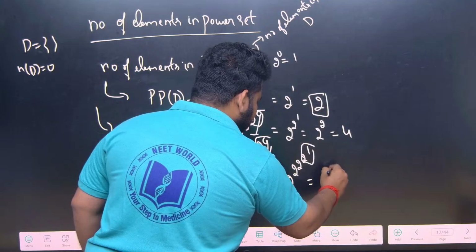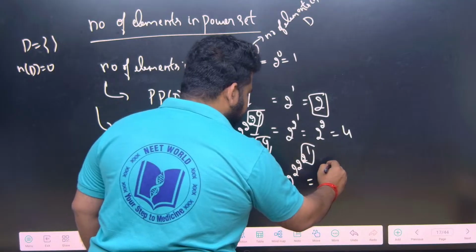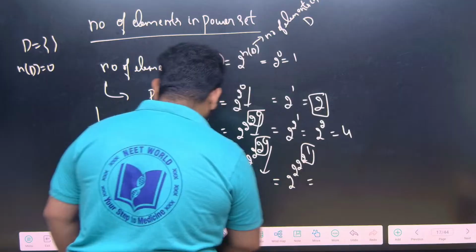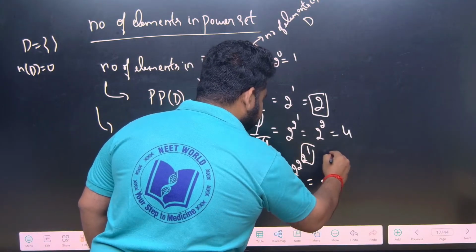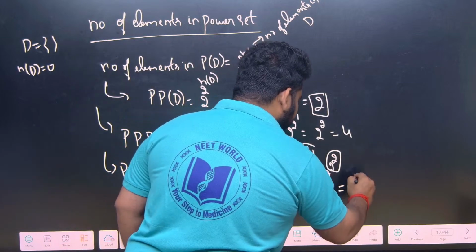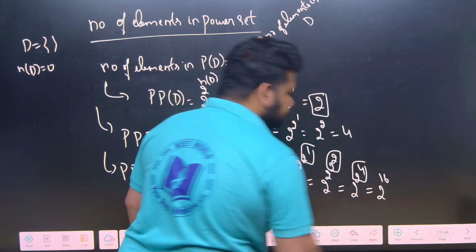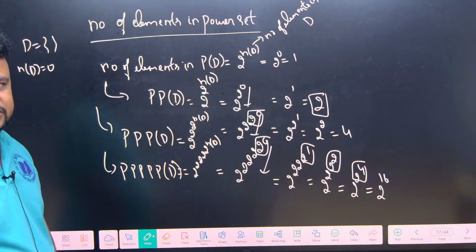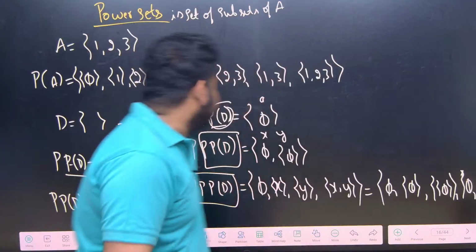You don't have to write this many steps. I am writing so that you understand. 2 power 1 is 2 itself. Now see this one. 2 power 2 is 4. So this will become 2 power 4. Now 2 power 4 is 16. So we will get 2 power 16. So this is how you will get the number of elements in the power set.